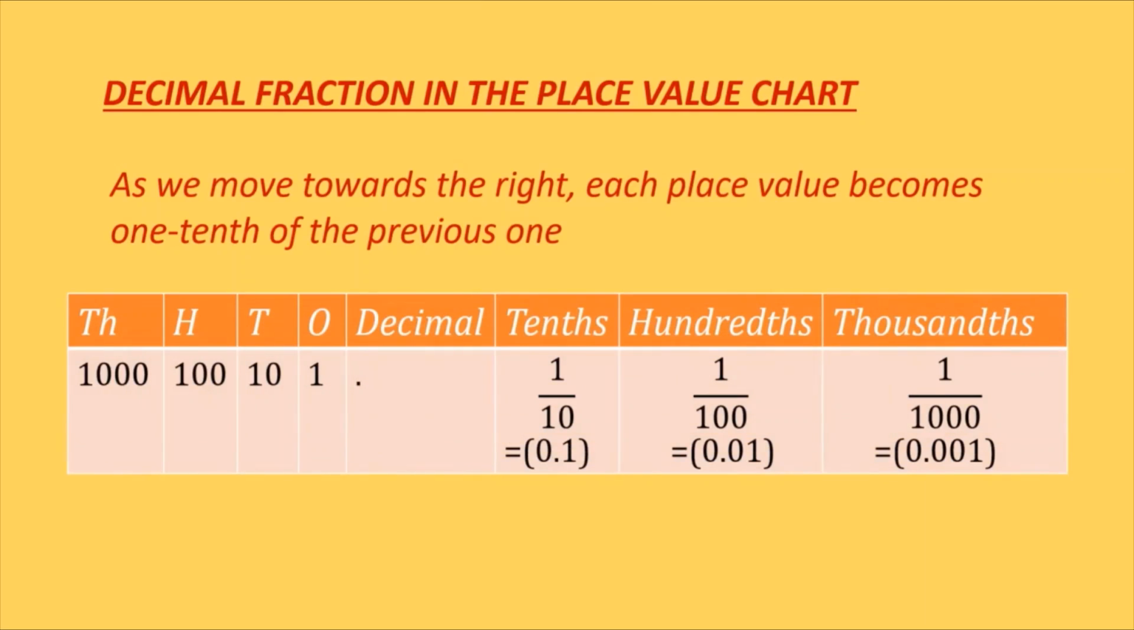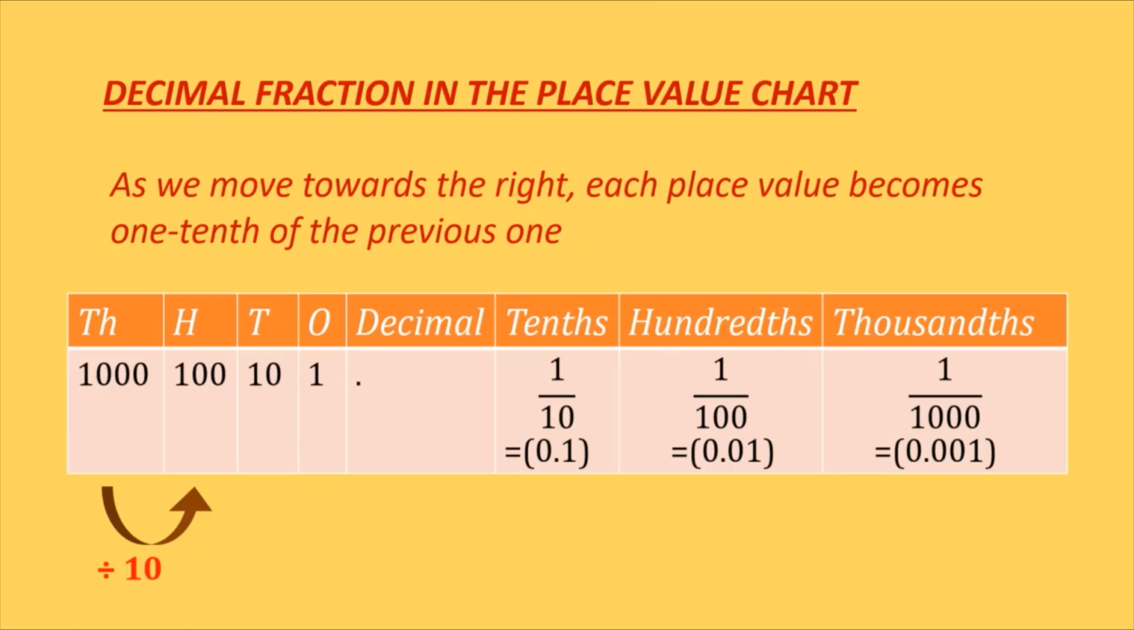In the place value chart, the digits towards the left of the decimal point are the whole number part, and the digits towards the right side are the decimal part. So as we move towards the right, each place value becomes 1/10 of the previous one, which means we divide it by 10 to get the value in the next place.